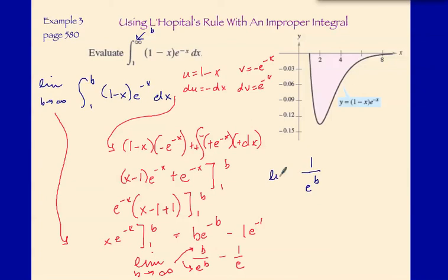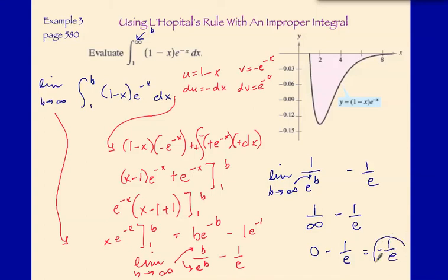Now let's plug in infinity here. Remember, we also have minus 1 over e, just calmly waiting for all of the furor to die down. When we plug infinity in for b, we get 1 over infinity, which as we clearly know is 0. And 0 minus 1 over e ends up being negative 1 over e. And that is the value of this definite integral.